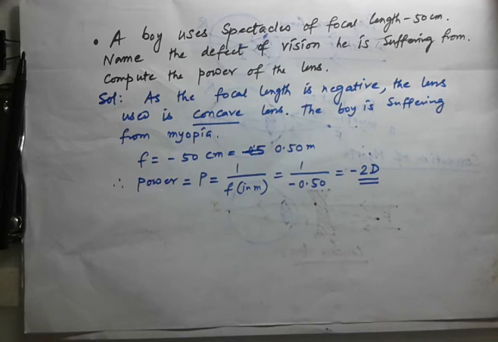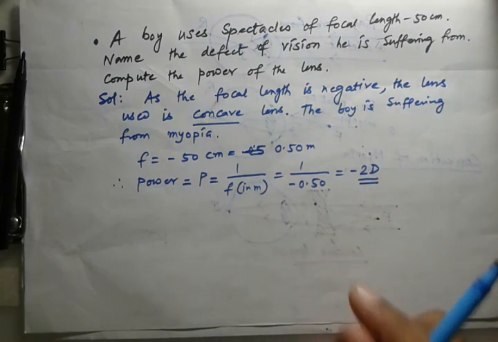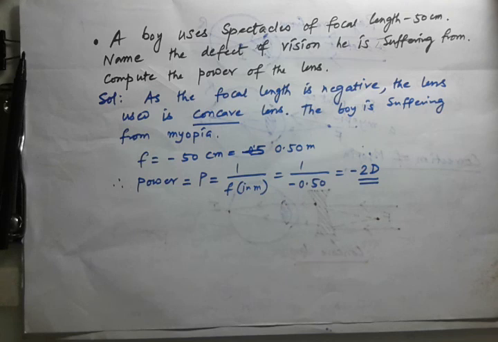So this problem can be corrected by using a concave lens with focal length equal to the distance of the far point F from the eye. We already derived that, and the power will also be negative. Seeing this power, you can determine which type of problem the person has in his eyes.